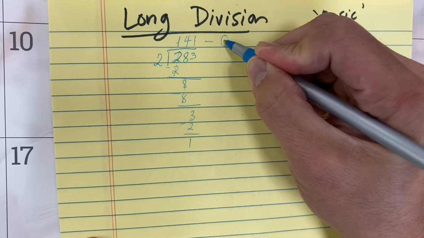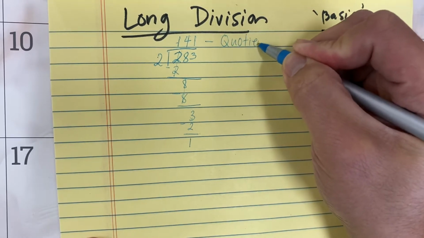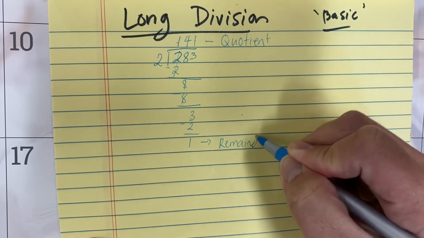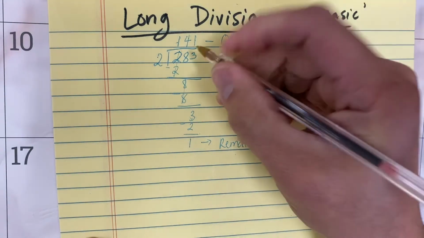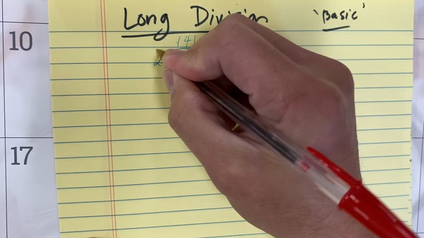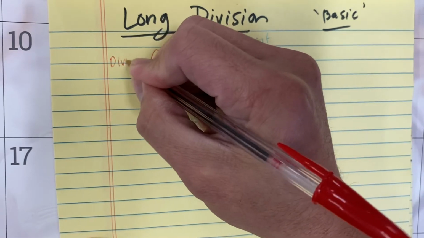This is called the quotient, the answer when you divide. The 1 there is called the remainder. And from the problem, this is called the dividend. And the 2 is called your divisor.